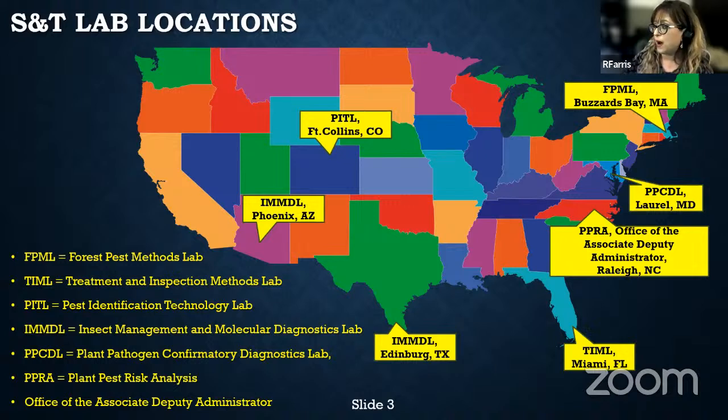So we have one in Buzzards Bay, Massachusetts, which is the FPML, which is the Forest Pest Methods Lab. We have one in Maryland, which is the PPCDL, which stands for Plant Pathogen Confirmatory Diagnostic Lab. We have one in Miami, Florida. All right, so that one is the TIML, which stands for Treatment and Inspection Methods Lab. Now located in Raleigh, North Carolina is the office of our Deputy Administrator that heads all of our agency of S&T. And we also have the Plant Pest Risk Analysis Group in that location.